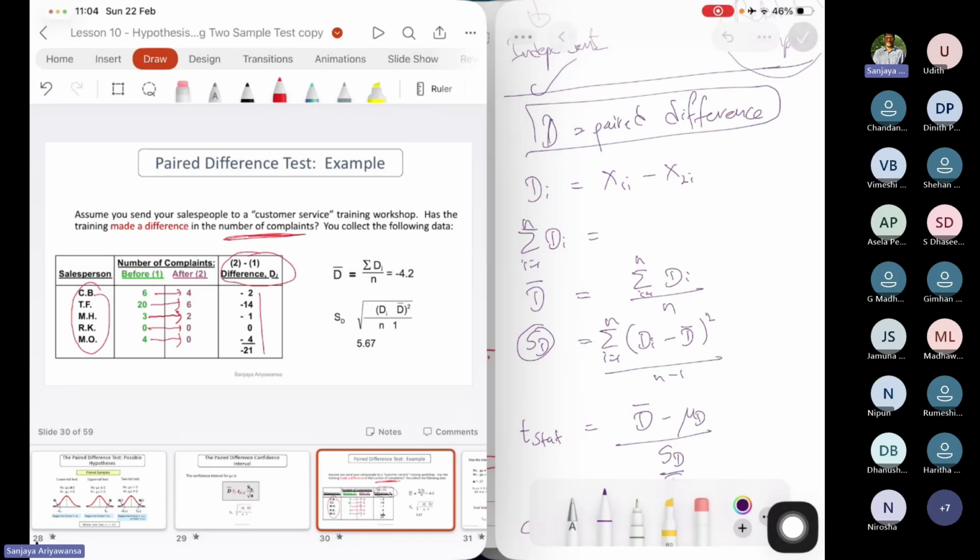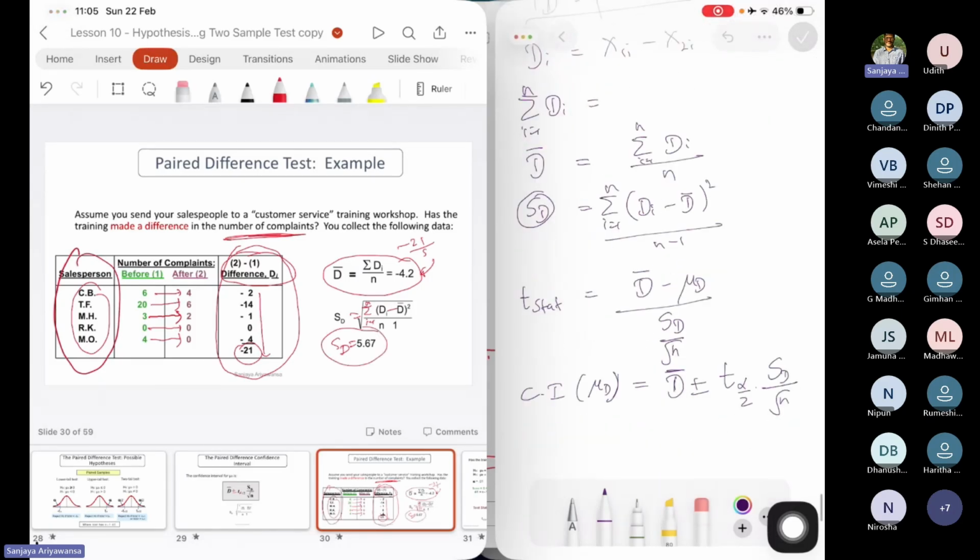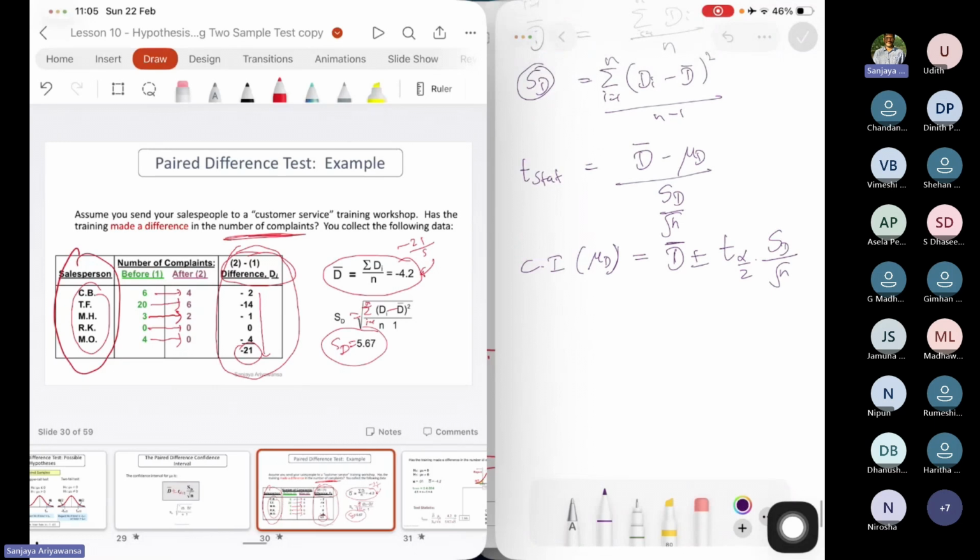So we add them all up. It can be negative, positive, whatever. We get negative 21 when we add it all up. 4 minus 6 is minus 2. 6 minus 20 is minus 14. 2 minus 3 is minus 1. Likewise, we add it all up. Once we add it all up, we divide it. So negative 21 divided by 5, we get negative 4.2, which is D bar. Then we calculate the standard deviation, SD. For this, this is the column that we are interested in. SD is 5.67 for these variables.